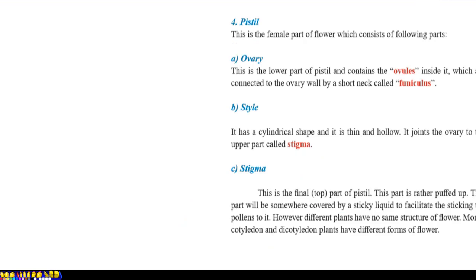The female part of the flower, which we call the pistil, is made up of 3 parts: ovary, style, and stigma. The lower part of the female part is called the ovary. It contains ovules, the part from which the seed grows, which are connected to the ovary wall by a short neck called the funiculus, like that one.